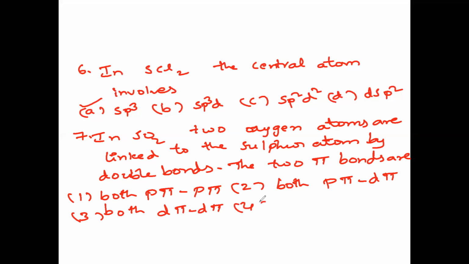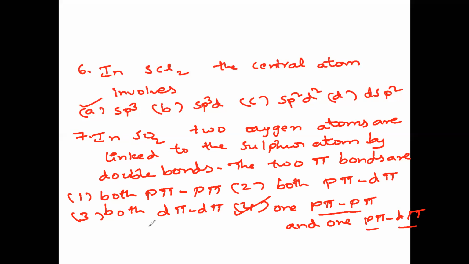And fourth option, we have one p pi and one p d pi. So one p pi of sulfur and oxygen, one p pi of oxygen, one d pi of sulfur.